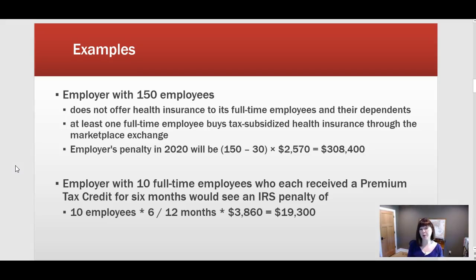All right, so now let's take a look. Let's say it's the same employer with 150 employees, but instead of it being that it didn't meet the minimum standards or the essential benefits, it was not affordable. And so in this case, the employer had 10 of their employees go out, purchase their insurance on the exchange, and receive that premium tax credit for 6 months. So here the IRS penalty would be those 10 employees times the 6 months out of the 12, times 3,860. So in this particular case, for it not being affordable for these employees, and they went out and got the premium tax credit, it was $19,300.